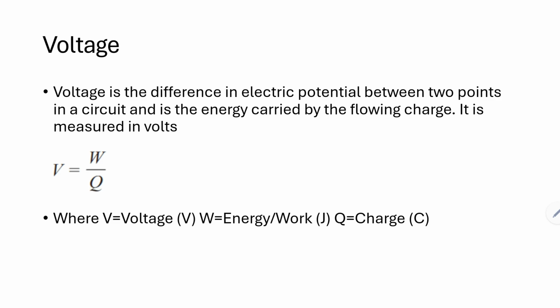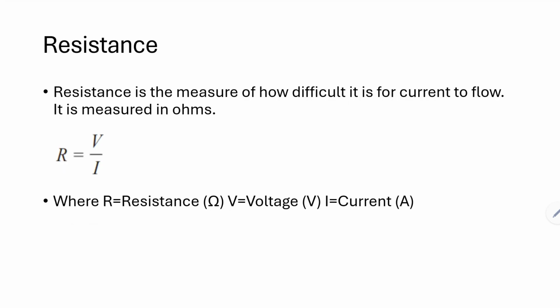So voltage is the difference in electric potential between 2 points in a circuit and is the energy carried by the flowing charge. It is measured in volts. V equals W over Q. W can also be written as E as well. So where V equals voltage, W equals energy/work, and Q equals charge.